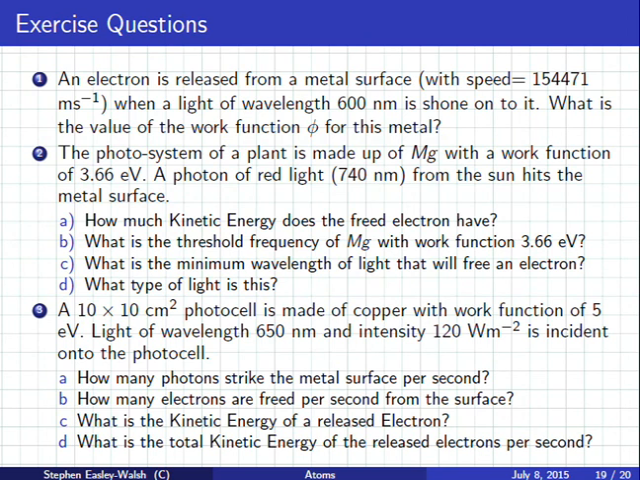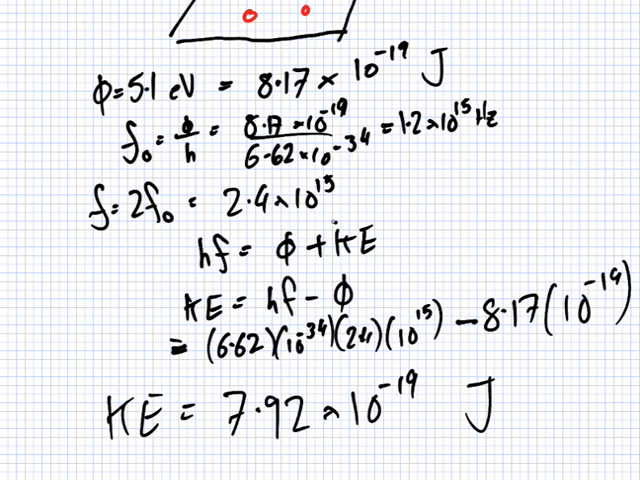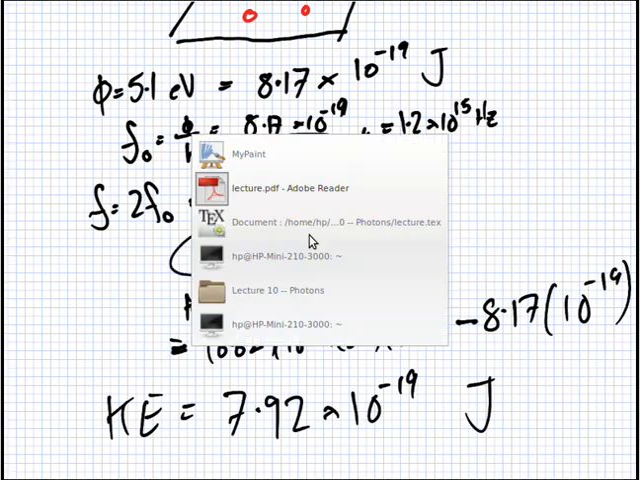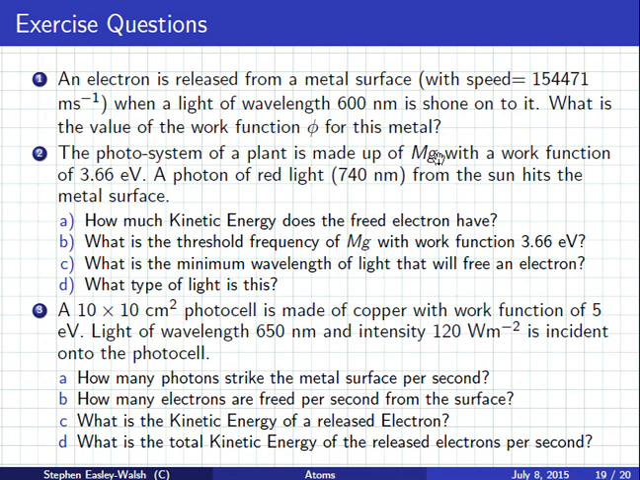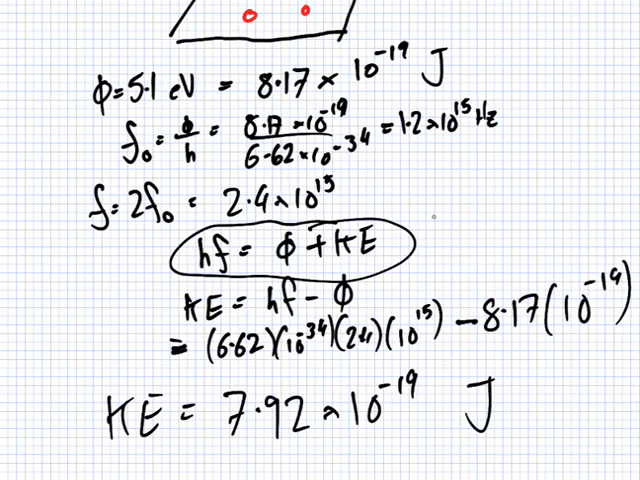So here are some example questions for you to try. So on the first one, I give you the speed of the electron and the wavelength of the light, and this time I want to know what is the work function. So again we use this formula. Here I give you the work function, I give you the wavelength, and now I want the kinetic energy. You see, we're really just using this formula every time. That's all.